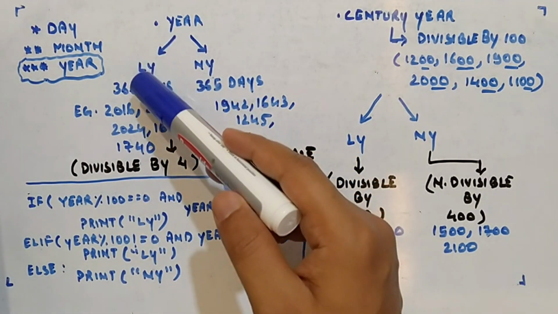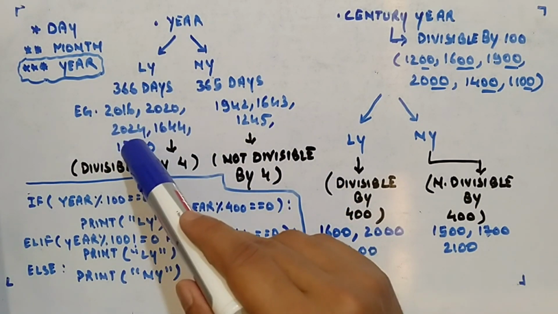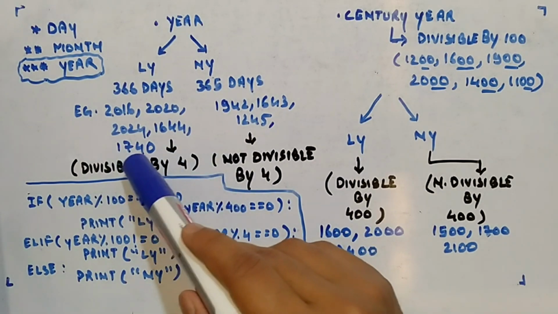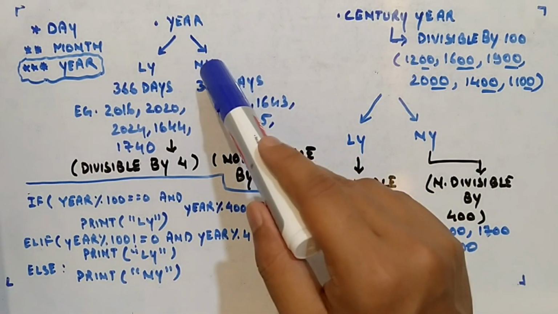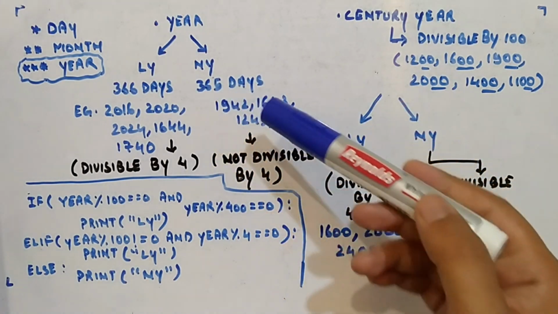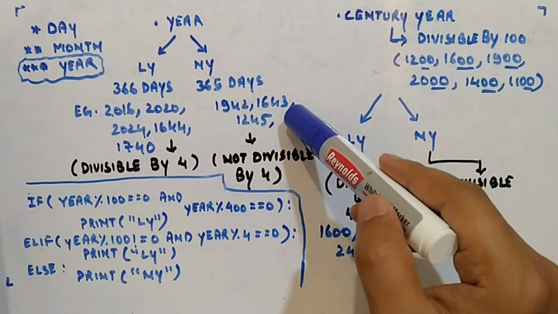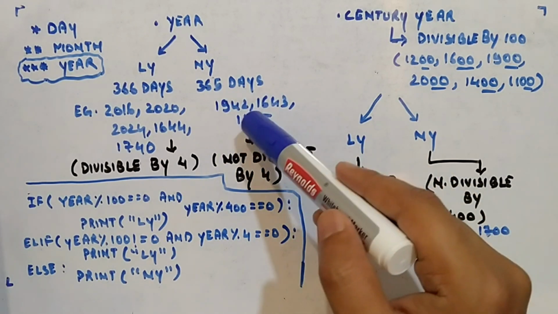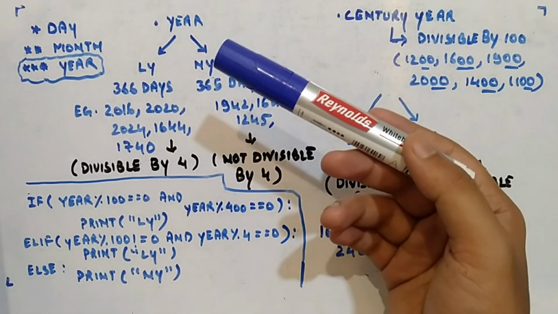Some examples of leap years are 2016, 2020, 2024, 1644, 1740. These years are leap years. Whereas some examples of normal years are 1942, 1643, 1245. These are the years which belong to normal years.